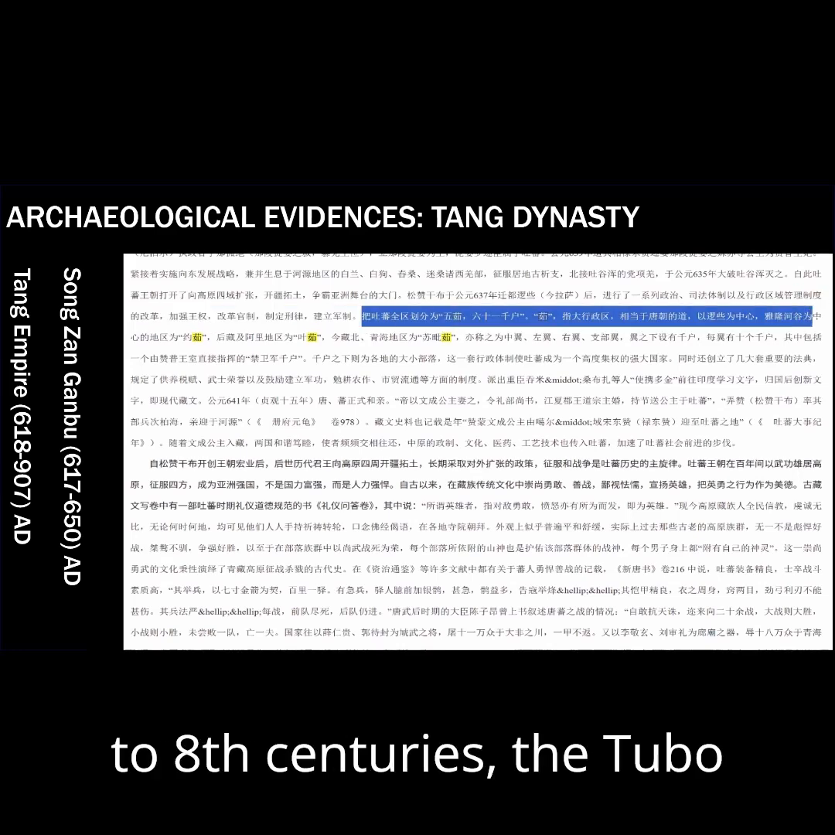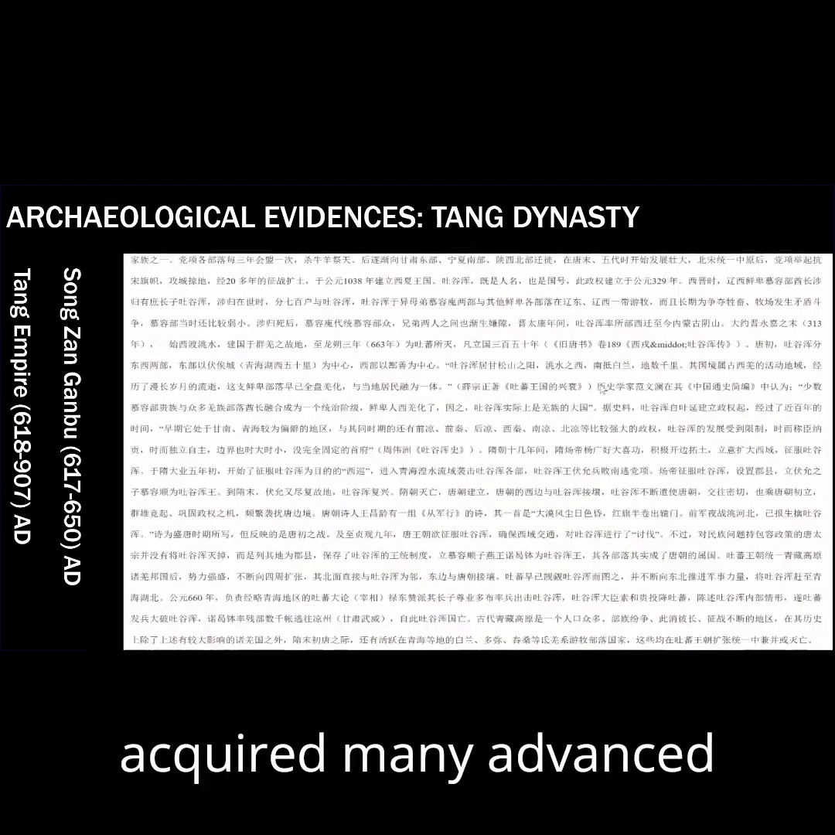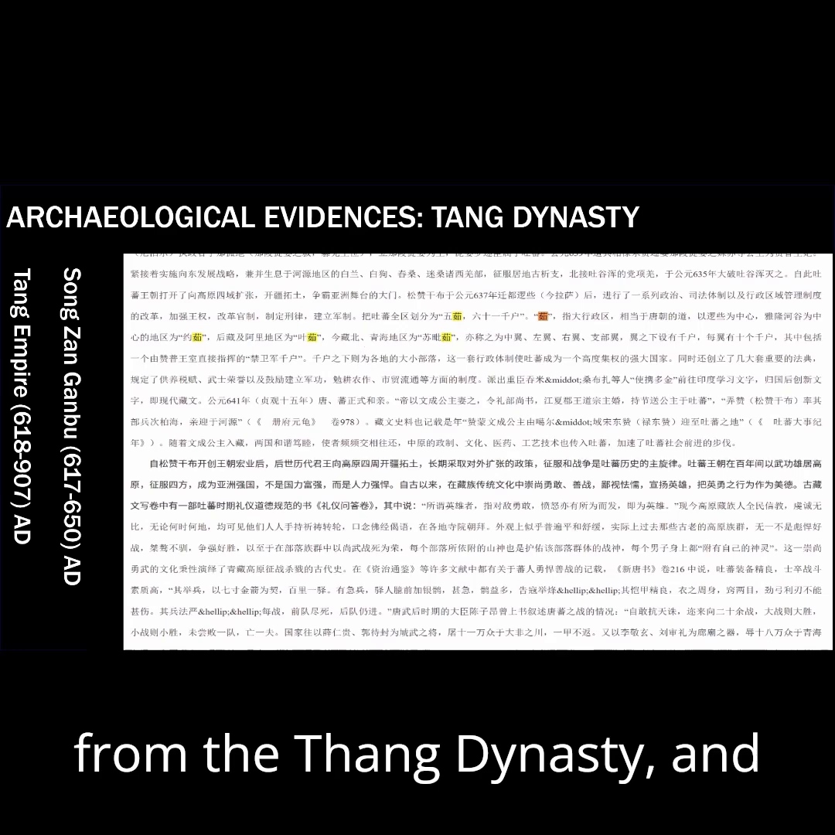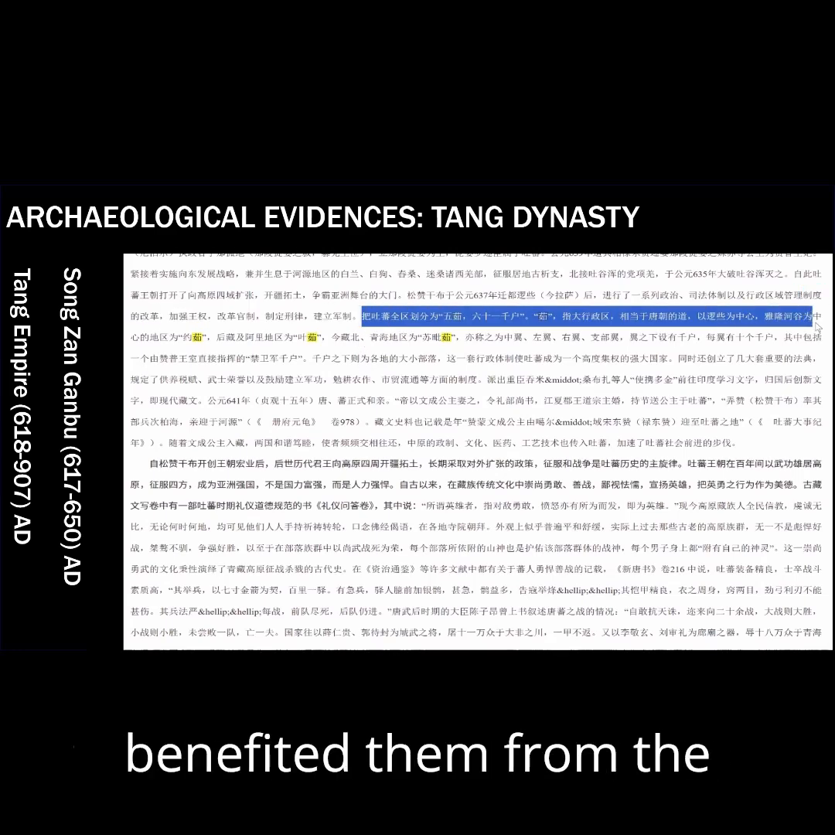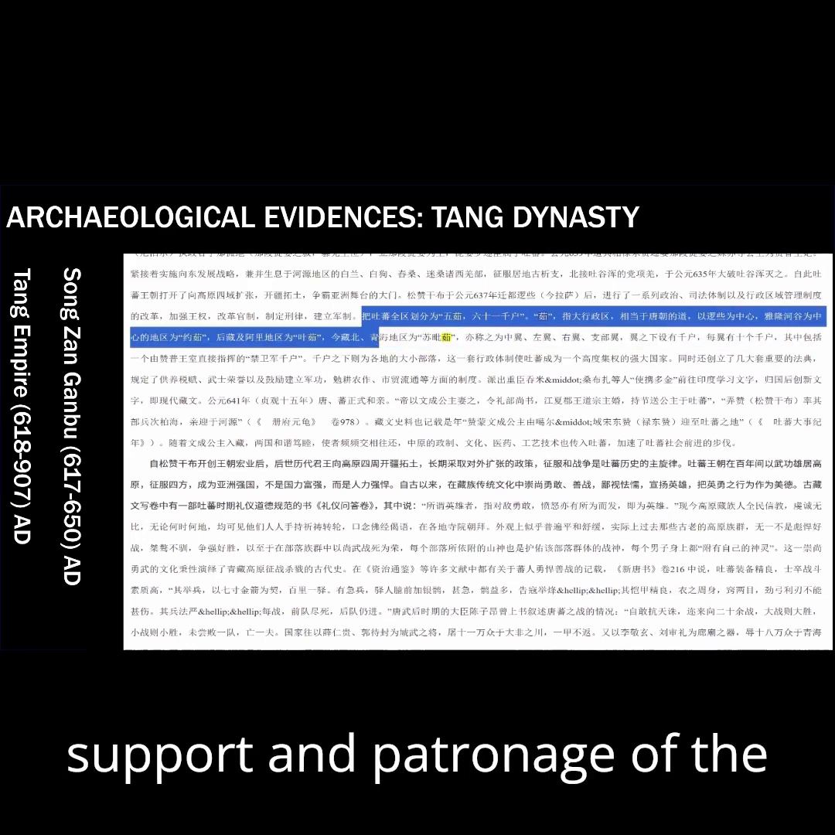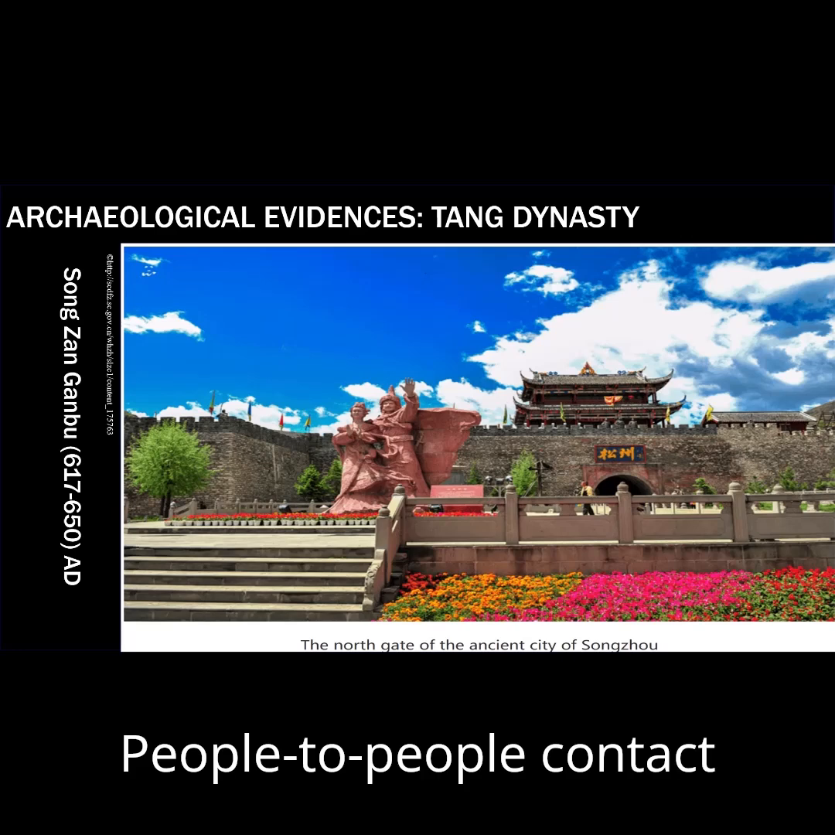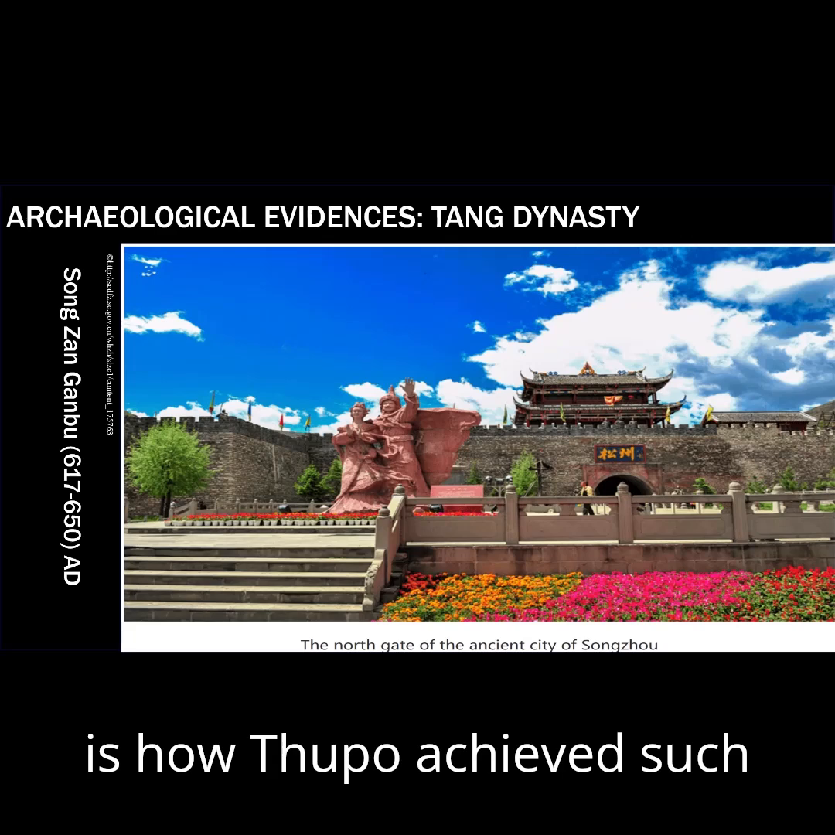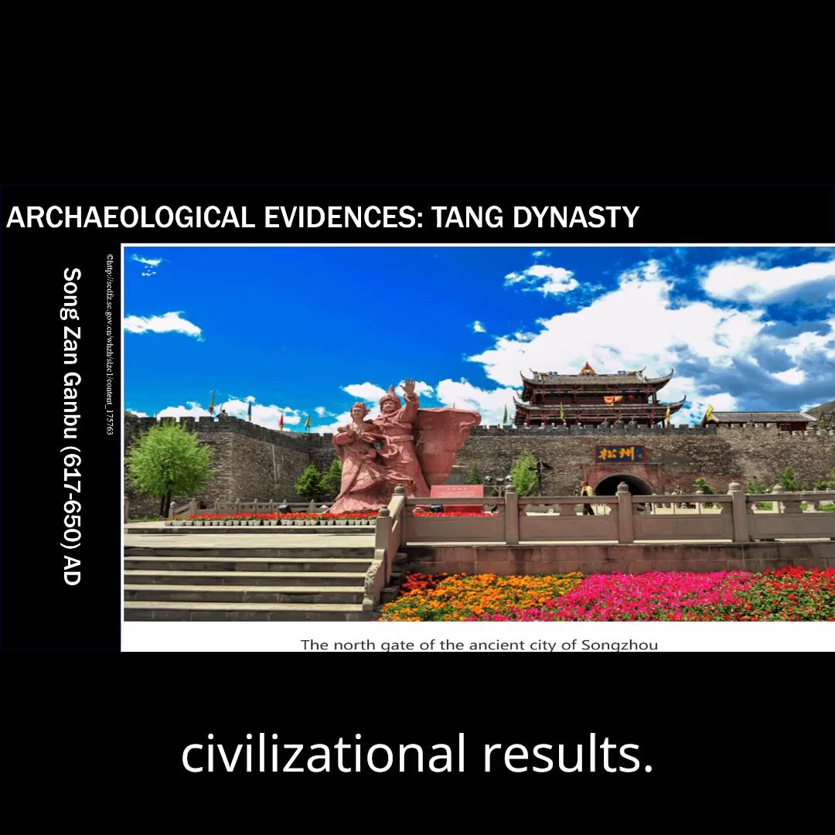During the 7th to 8th centuries, the Thupo kingdom and its people acquired many advanced techniques and experiences from the Tang Dynasty, and the cognate relationship lasting over 200 years also benefited them from the support and patronage of the Tang Dynasty. People-to-people contact became frequent. Thus, this is how Thupo achieved such brilliant and splendid civilizational results.